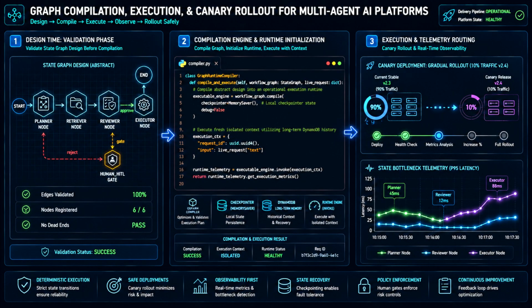Graph compilation also enables runtime telemetry collection, making it possible to observe which states consume the most time or where bottlenecks occur. In enterprise deployments, compiled orchestration graphs can be versioned and rolled out gradually using canary deployments. This enables safe evolution of workflows over time. Compilation therefore bridges design time workflow modeling and production-grade multi-agent execution, ensuring reliability and operational governance.